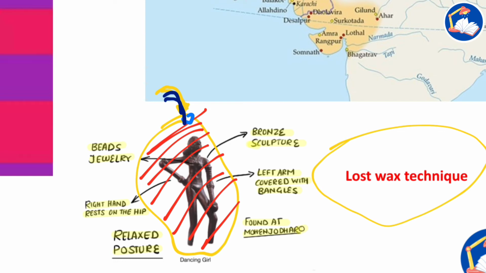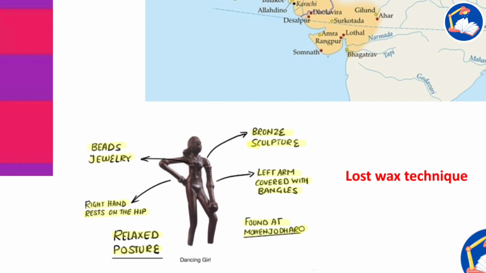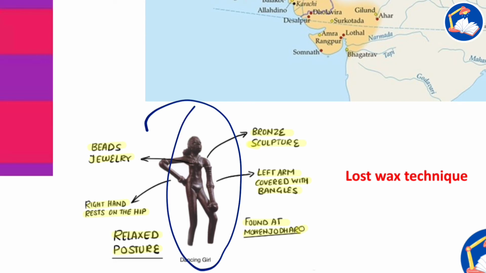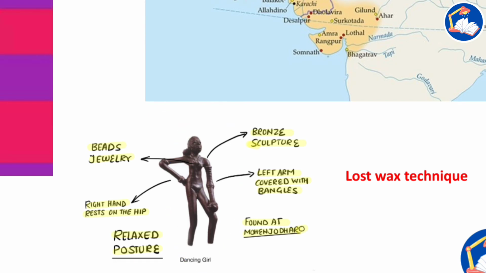After that, when the hot molten bronze is coming, the wax inside will melt, right? So there will be a hole at the bottom. Through here, the wax will drain off. After some time, the clay mold is removed, and you will get the sculpture.